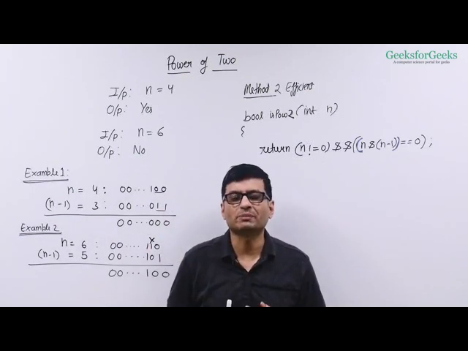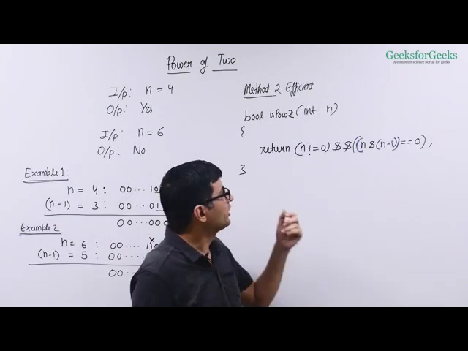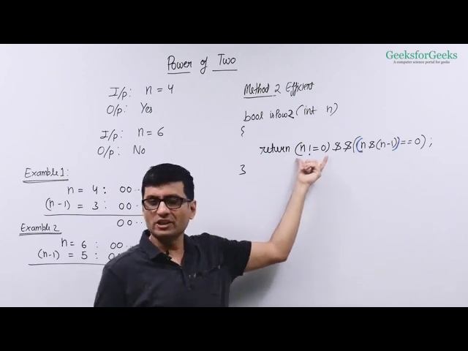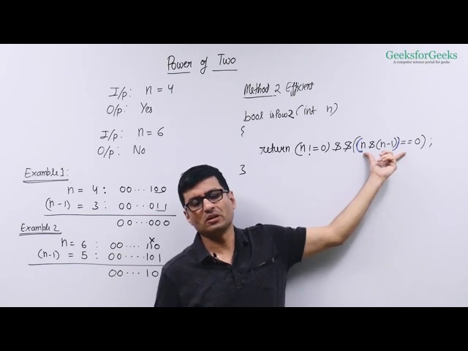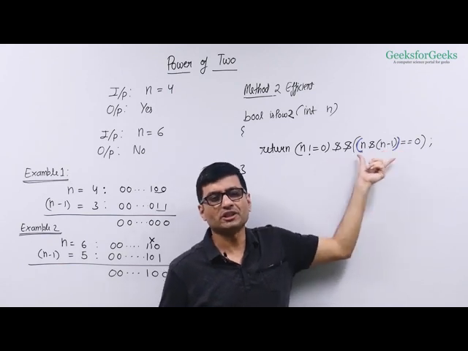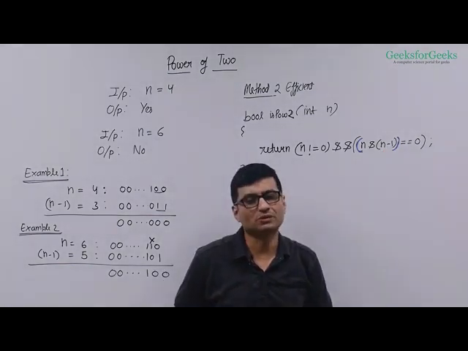Here is one line expression for the same. We return true if n is not 0 and this expression is also 0. Right? If both the conditions are true, then we return true, otherwise we return false.